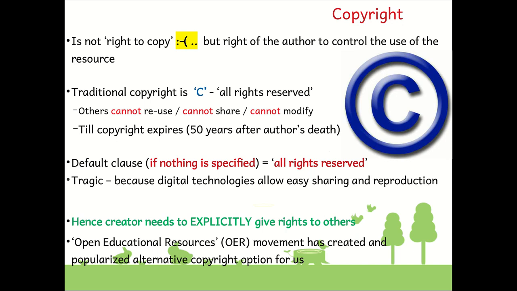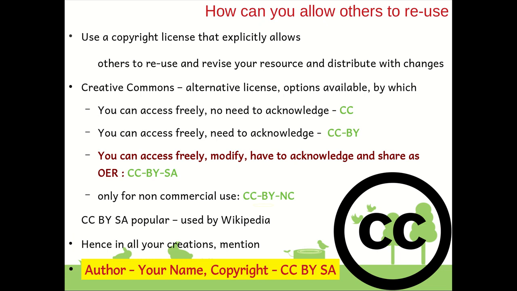Now, as teachers, we may want to share our materials that we create with others. In such a case, we need to explicitly use copyright law or copyright clauses that give rights to others to make copies and to modify. Thankfully, the Open Education Resources OER movement has created several copyright clause options for us which we can use. So, the copyright that allows others to make copies is called the Creative Commons licensing. So, traditional copyright has single C, and the Creative Commons licensing intentionally uses double C.